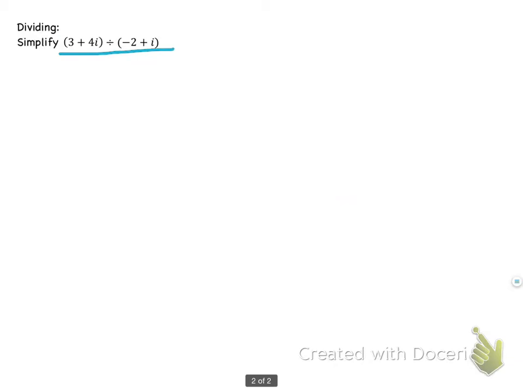I want you to remember, here's our little side note for a second, that a complex conjugate is the complex number that changes the sign of the i. So the complex conjugate of negative 2 plus i is negative 2 minus i, right? These two are complex conjugates of each other. So you're going to need that for the next couple minutes.